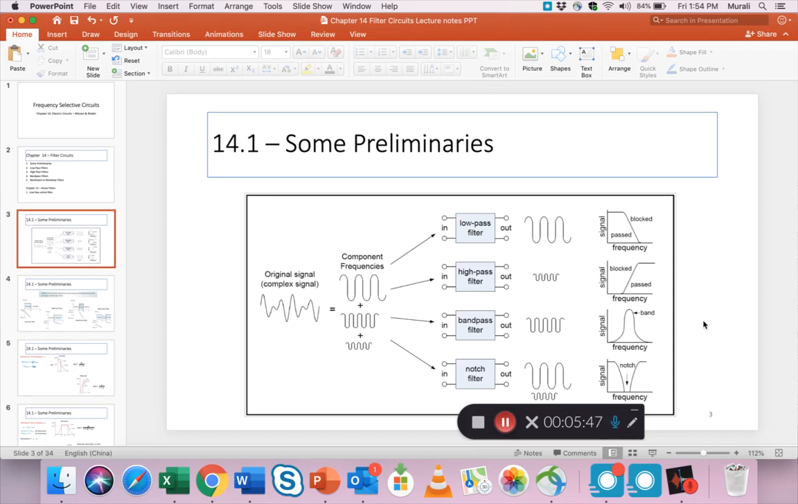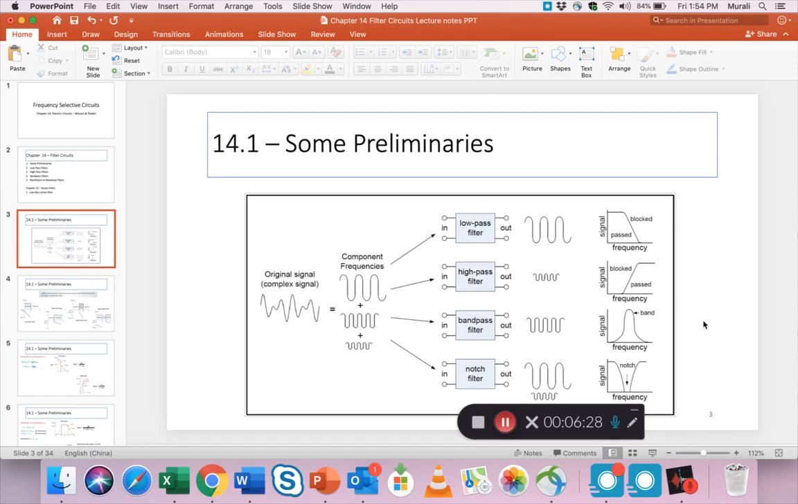Here's a drawing that I picked up somewhere, and I hope it can help illustrate the basic idea behind why filter circuits exist and what the need is to use them. On this block diagram to the left you have something called an original signal or a complex signal. You can see that that complex signal has a number of magnitudes and a number of frequencies. But that is what a real signal would be like.